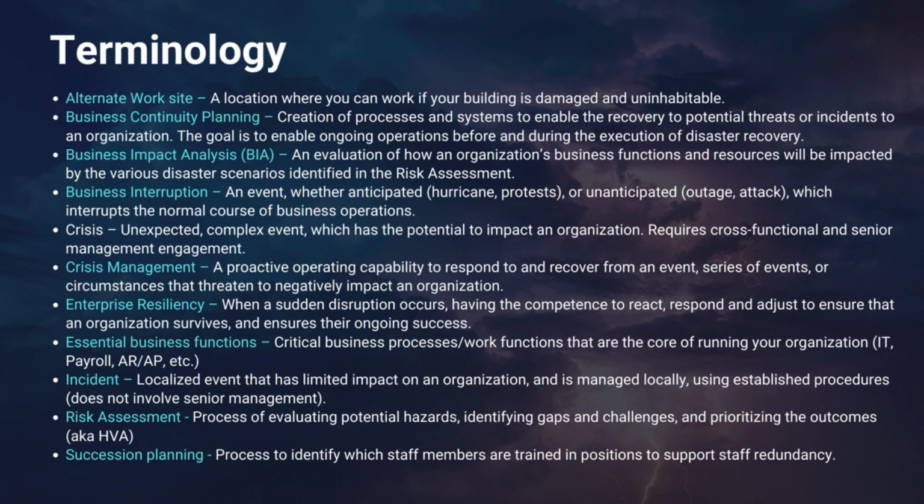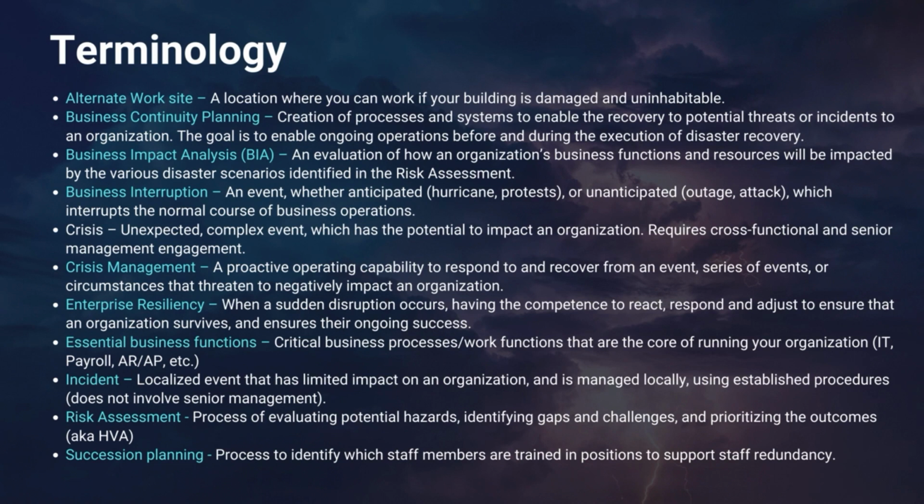The business interruption: an event, whether anticipated, such as hurricanes, if you end up getting a tornado, or unanticipated, you get some kind of a utility outage or an attack which disrupts the normal course of operation. Being able to have a plan that, depending on what it is, if you know it's coming or not coming, you can basically put your plan into place and activate it.